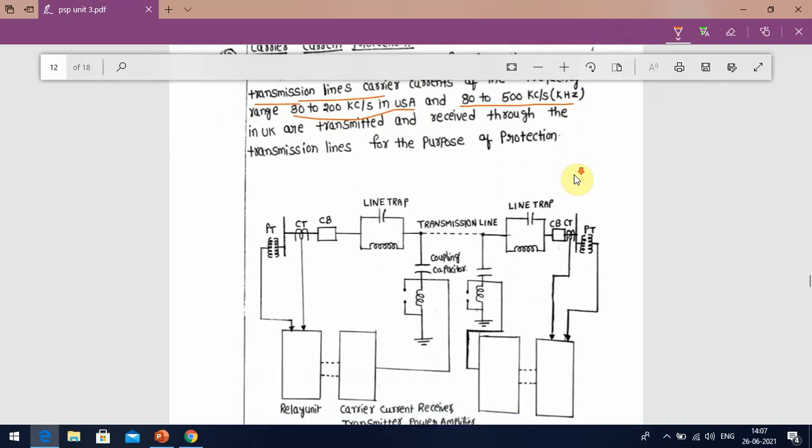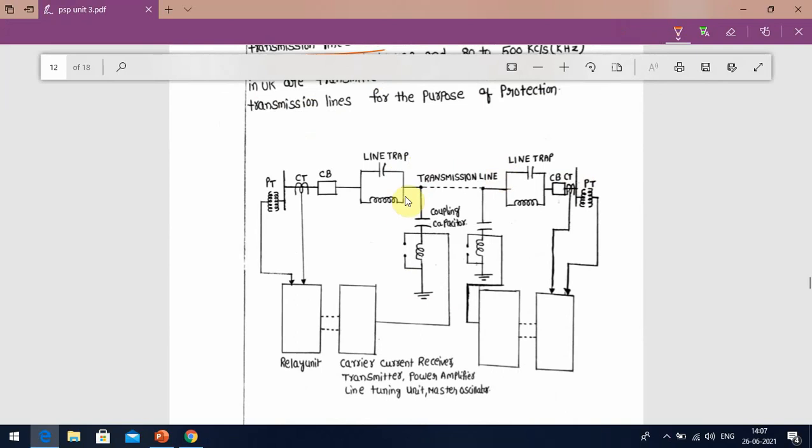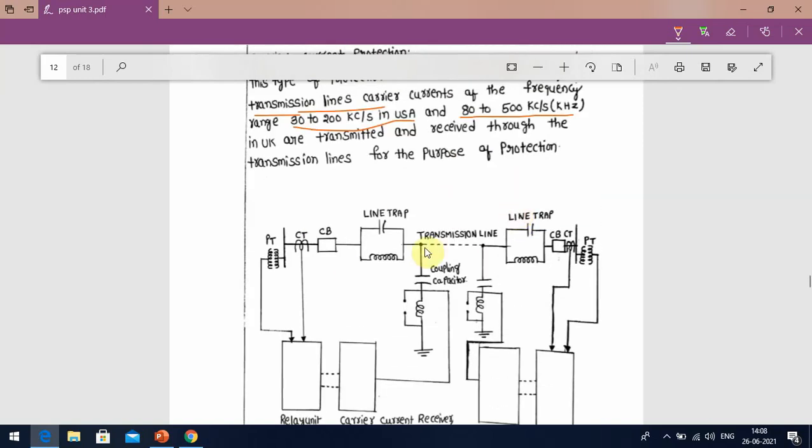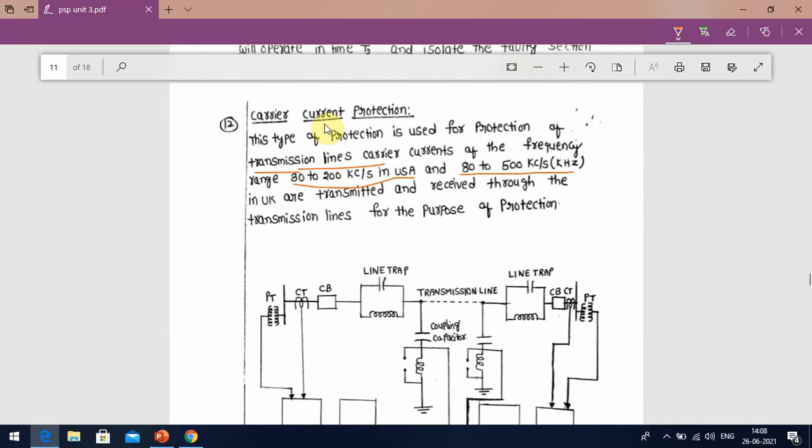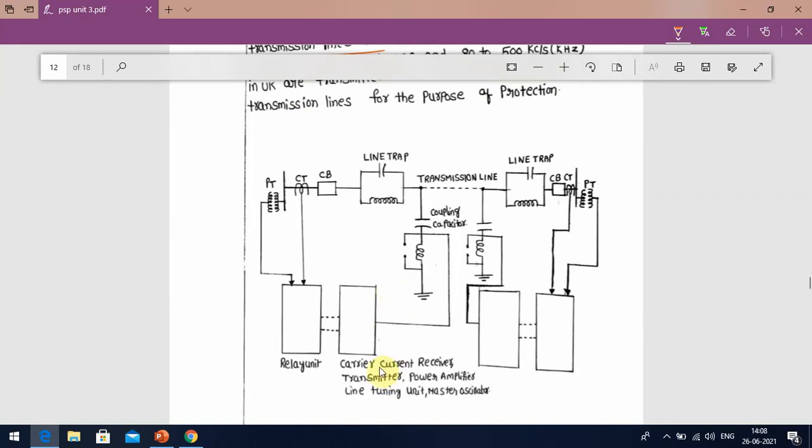Now this is the block diagram of carrier current protection of the feeders of the transmission lines. This is the protected transmission line. Both ends have carrier current protection placed. Each end of the line is provided with identical carrier equipment, so the left side and the right side of the transmission line are provided with identical carrier current equipment consisting of transmitter, receiver, line trap unit, master oscillator, and power amplifier.